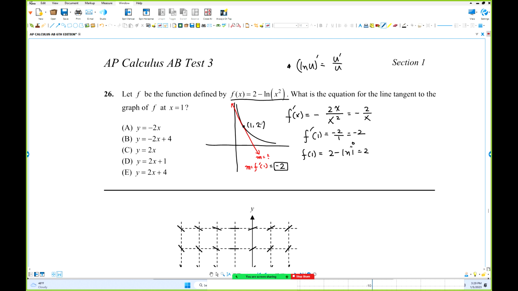Now you can use point-slope form or slope-intercept form directly. I'm going to use point-slope form. y minus y1, y1 equals 2, slope times x minus x1. From here you can transform the equation into slope-intercept form. So y equals negative 2x plus 2 and another plus 2 there. So y equals negative 2x plus 4 is the answer, okay? So that's the equation of this line. y equals negative 2x plus 4, okay?